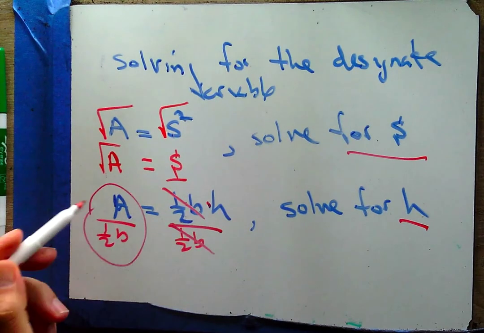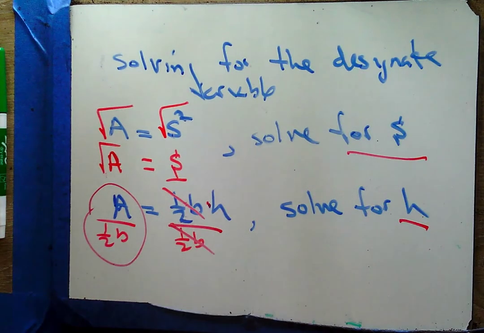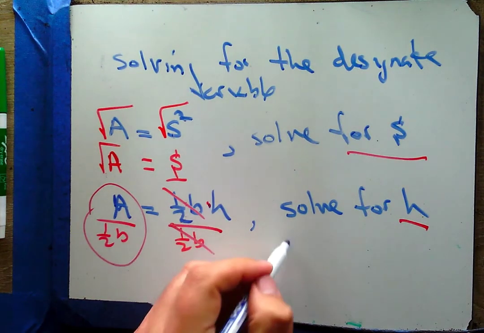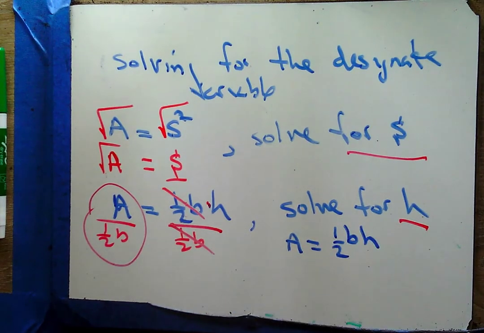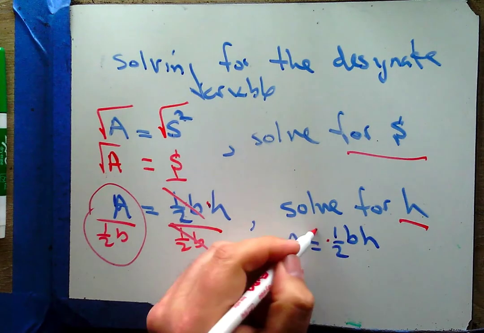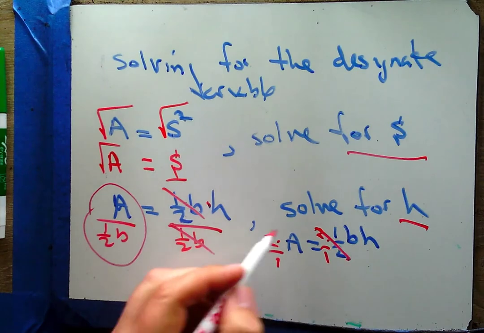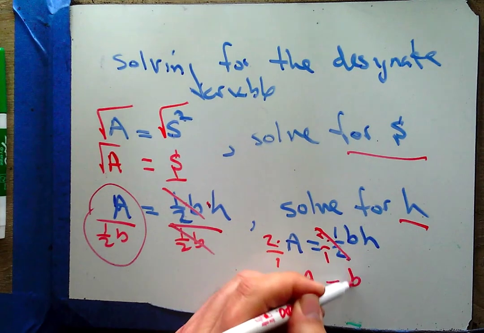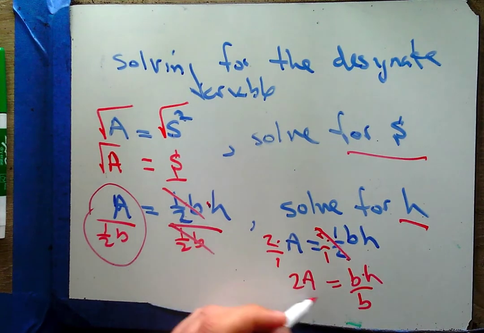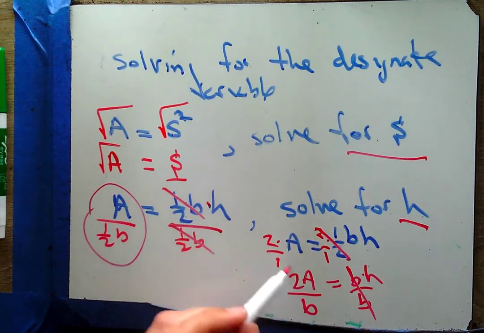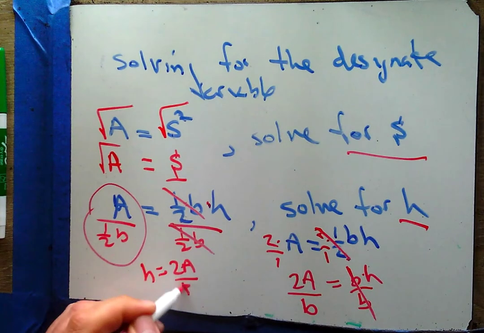And that's not wrong. It's just, I don't like having that fraction there. So I would probably do this problem a little differently. A equals 1/2 b h. Still solving for h, but I'm going to get rid of that 1/2 by multiplying by the reciprocal. Then those go away, and I have 2a equals bh. And then to get h by itself, and these are attached with multiplication, I better divide. And so I get that h equals 2a over b.